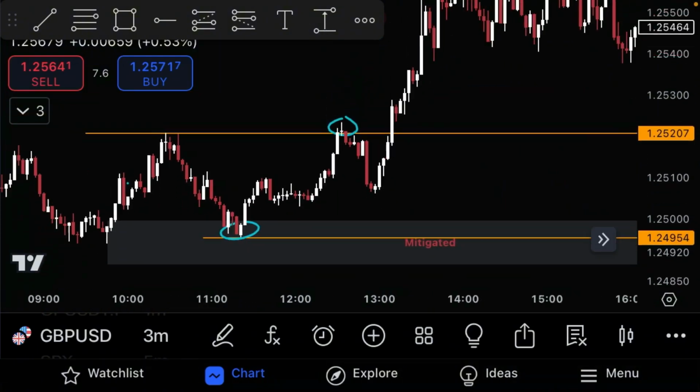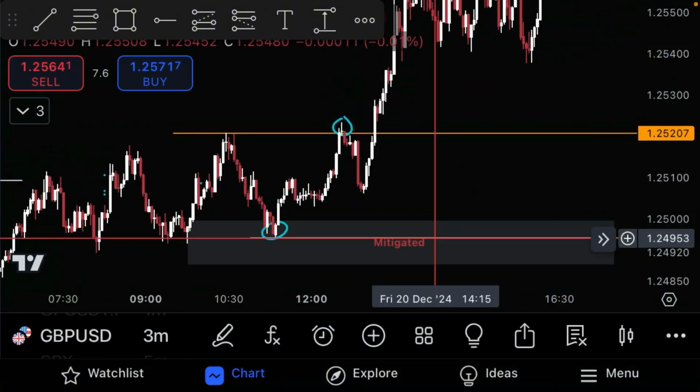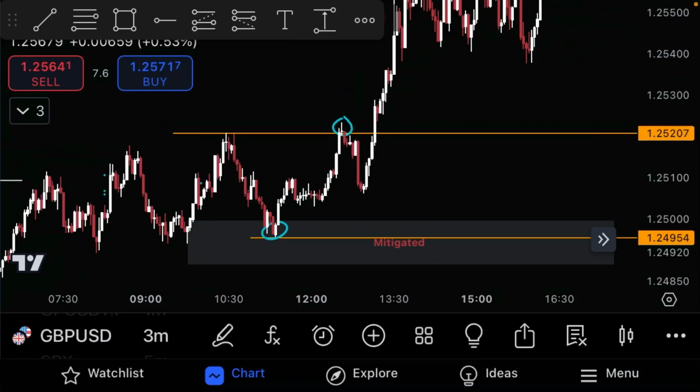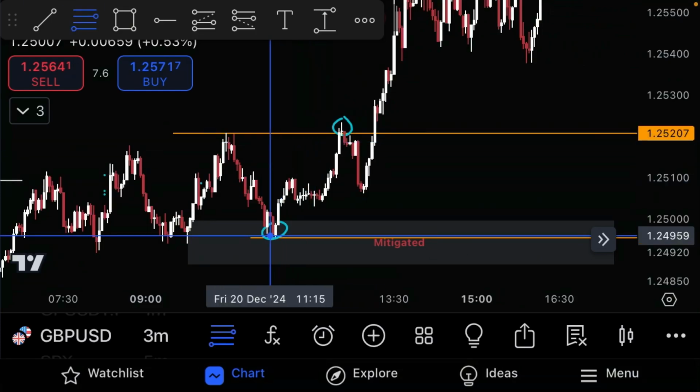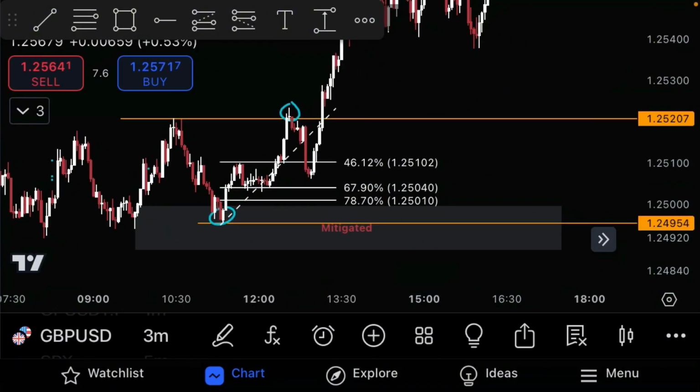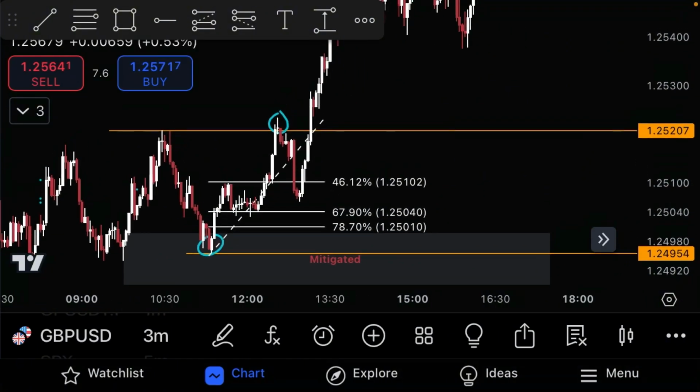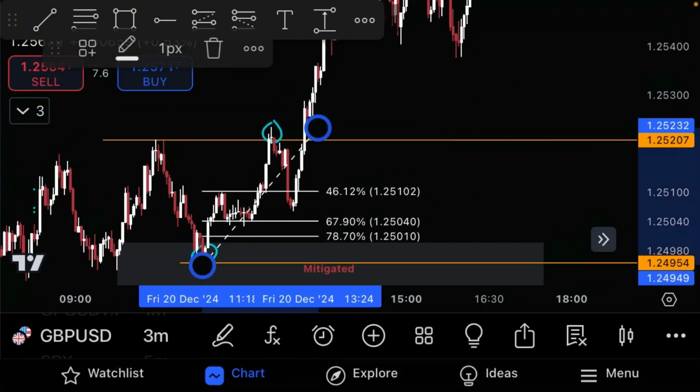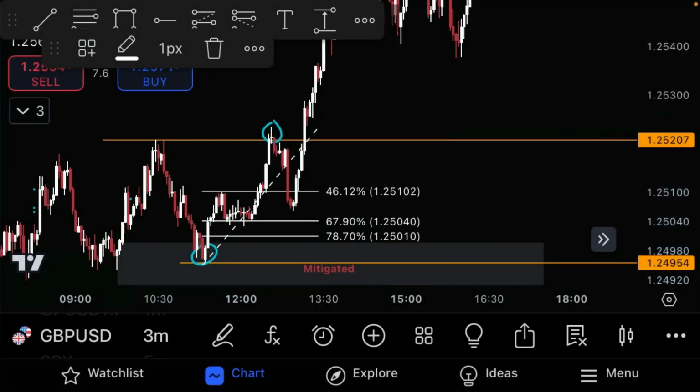Remember, this is the last area here, so we want to use our Fibonacci again to get a classic range. With our Fibonacci, we can see that we have this classic range. So how do we execute this trade? Let me just lock this for future reference.